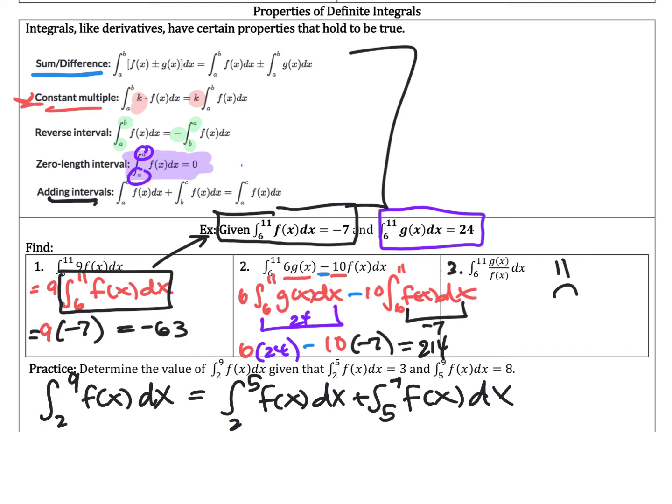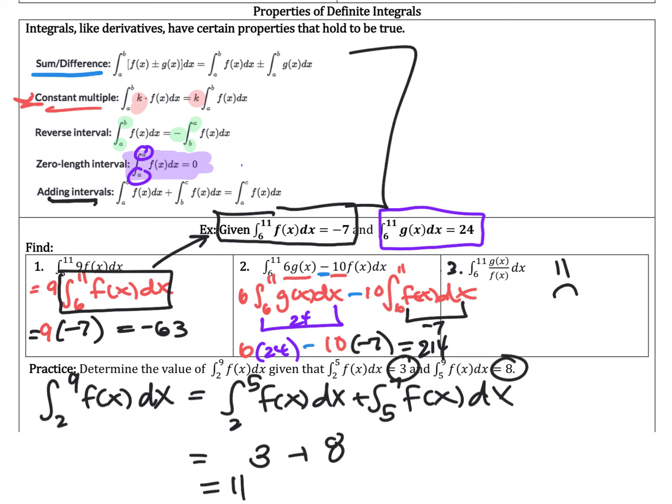So hopefully you had time to work through that. The integral from 2 to 9 is going to be equivalent to the integral from 2 to 5 plus the integral from 5 to 9 because we're still covering that whole area. So this integral is just going to be equal to 3 plus 8, which means this integral is going to be equal to 11.